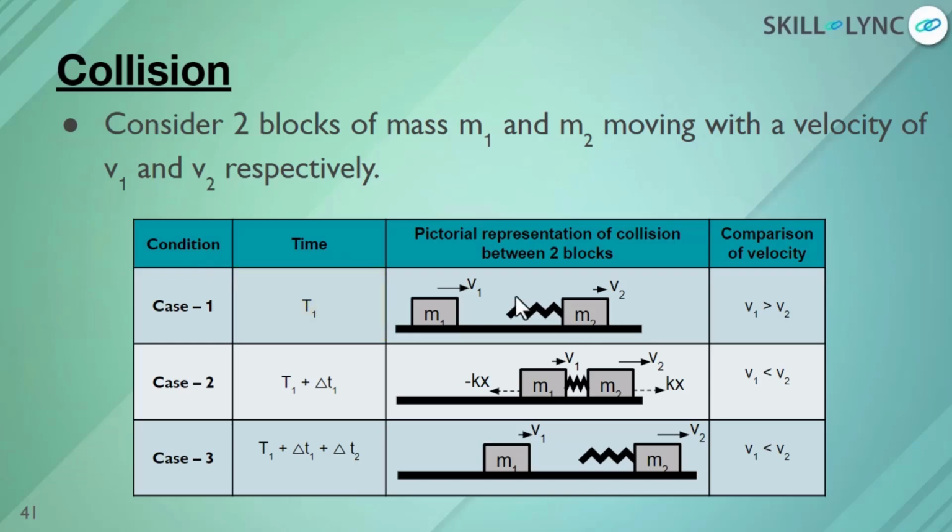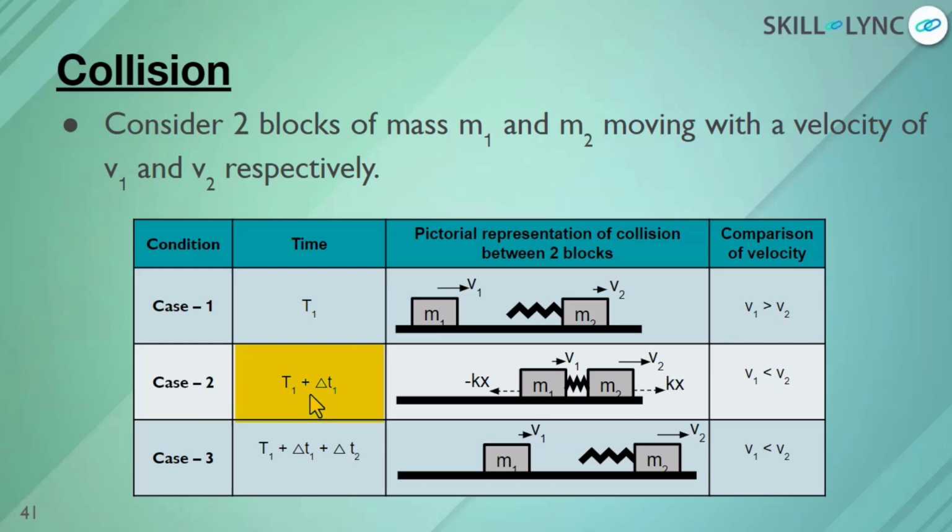This pictorial representation of collision represents that both the blocks are moving in the same direction. The first block of mass m1 is moving with a velocity v1, whereas the second object of mass m2 is moving with a velocity of v2. Here the comparison of velocities is also given. That is, the velocity of object 1 is greater than the velocity of object 2. This has been very clearly mentioned here.